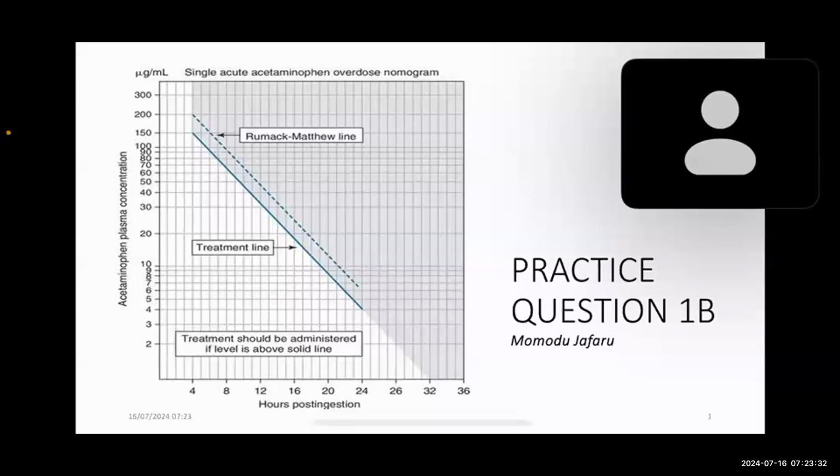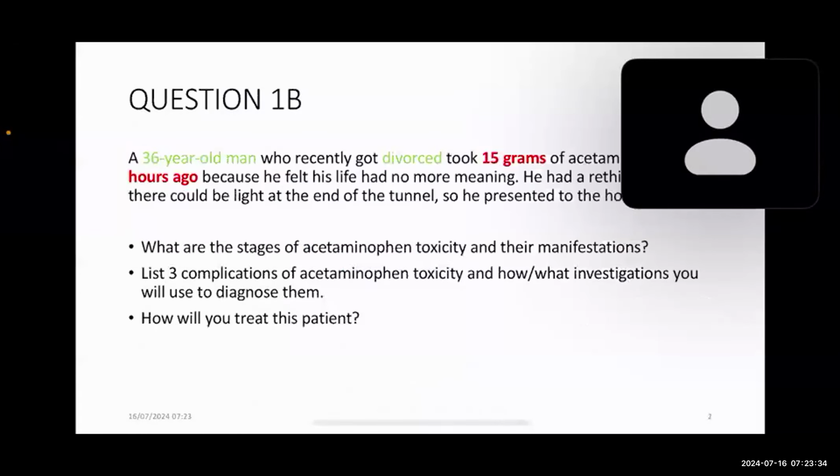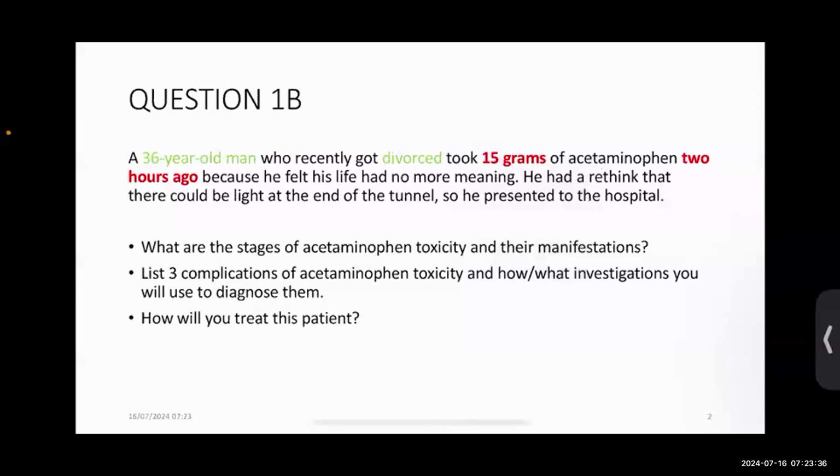I'll be taking practice question 1B. And the question goes to us. It's a 6-year-old man who recently got divorced, took 15 grams of acetaminophen 2 hours ago because he felt his life had no more meaning. He had to rethink that there could be light at the end of the tunnel, so he presented to the hospital.